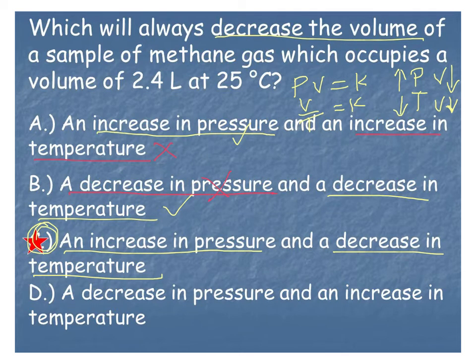And I already know that this is the right answer from the star here. But just for completeness, we have a decrease in pressure. Well, we know that's not going to work, so that's out. So no matter what it says in the rest of the thing here, we know D's not an answer. So D's out, B's out, A's out, and the only answer we have is C.